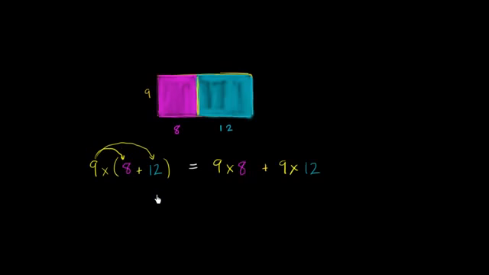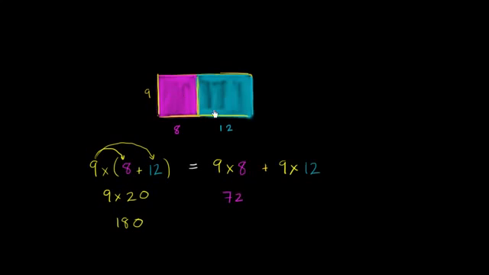And let's actually calculate it just to satisfy ourselves about the area. So if you multiply the length times the entire width, so that's 9 times 8 plus 12, that's the same thing as 9 times 20, which is 180. And over here, if you calculate the area of this purple rectangle, that is 9 times 8. So that is going to be equal to 72.